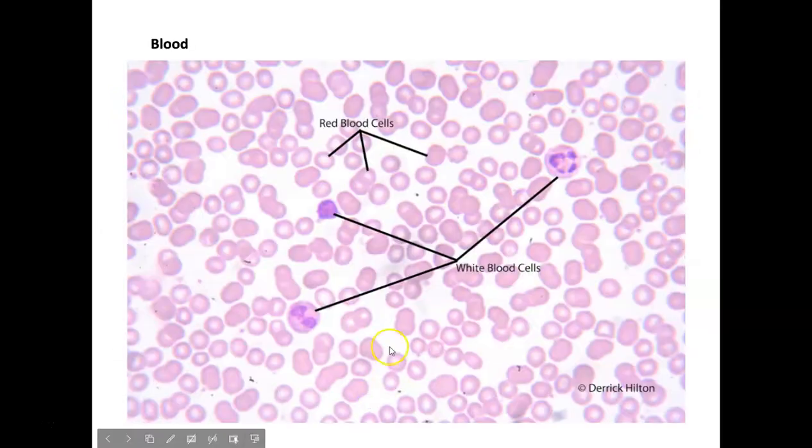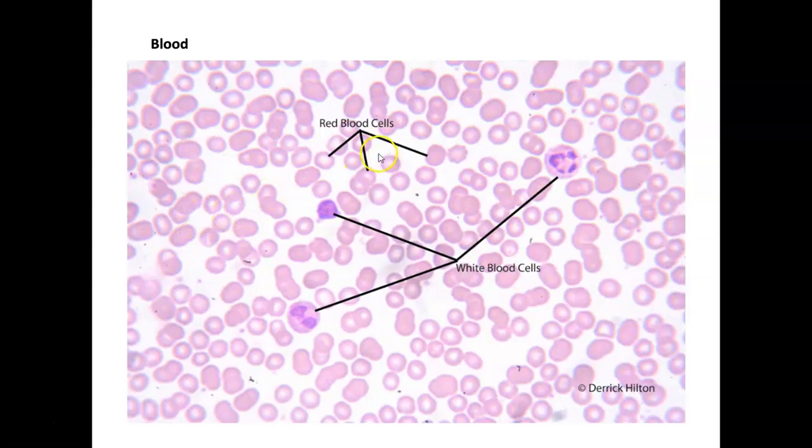So here is a histological section of blood. The most numerous cells are going to be the red blood cells. So these are red blood cells, and they are unique because they do not have a nucleus, and you will learn why when you get to the blood chapter and you talk about the differentiation of the various cells. But the red blood cells are by far the most numerous of the cell types within the blood.